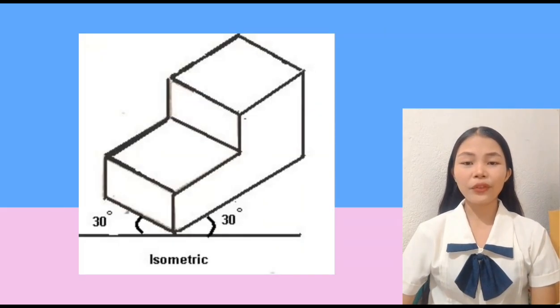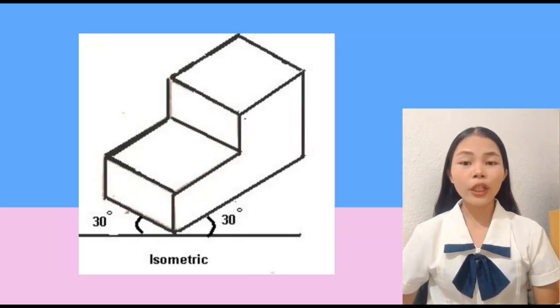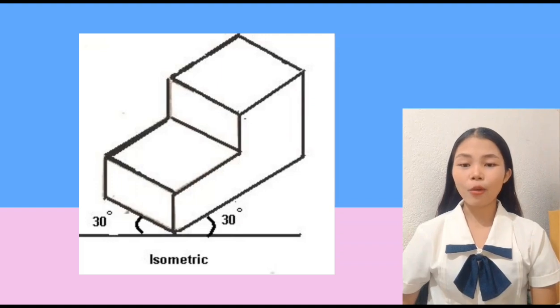Isometric projection. As you can see in the picture, the object is drawn using equal angles so it looks more like a true 3D model. The left and right sides are tilted at 30 degrees from the horizontal, giving the drawing a balanced and realistic appearance. All the edges are drawn in their true length, meaning the measurements of all sides are exact. This method is often used for technical and engineering drawings because it shows the object clearly and accurately.